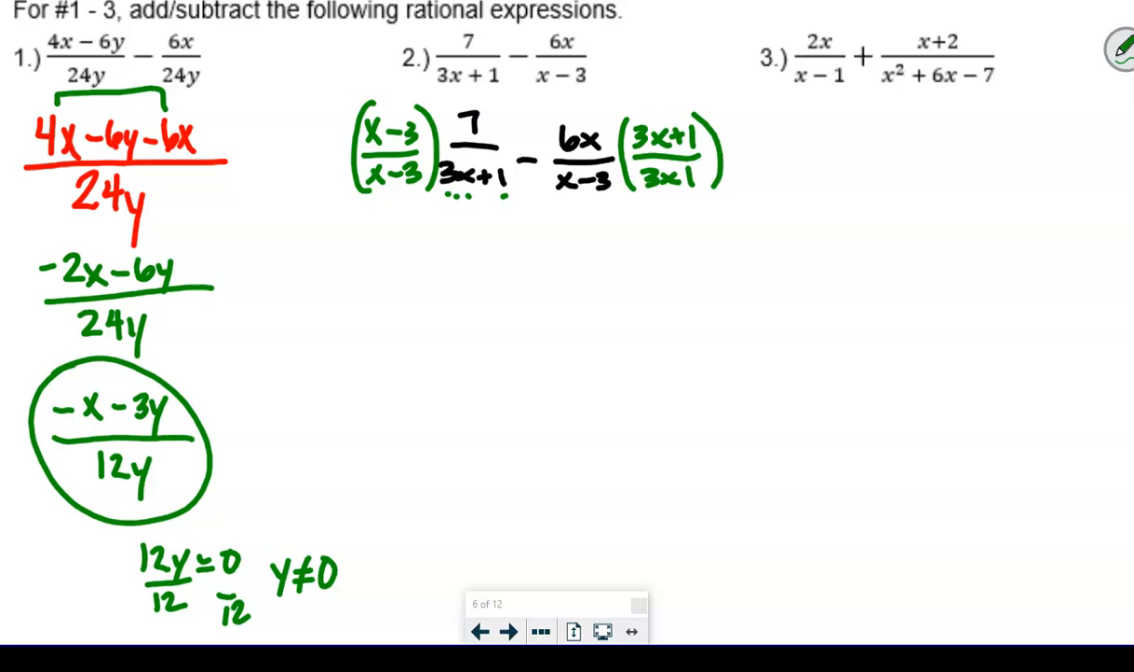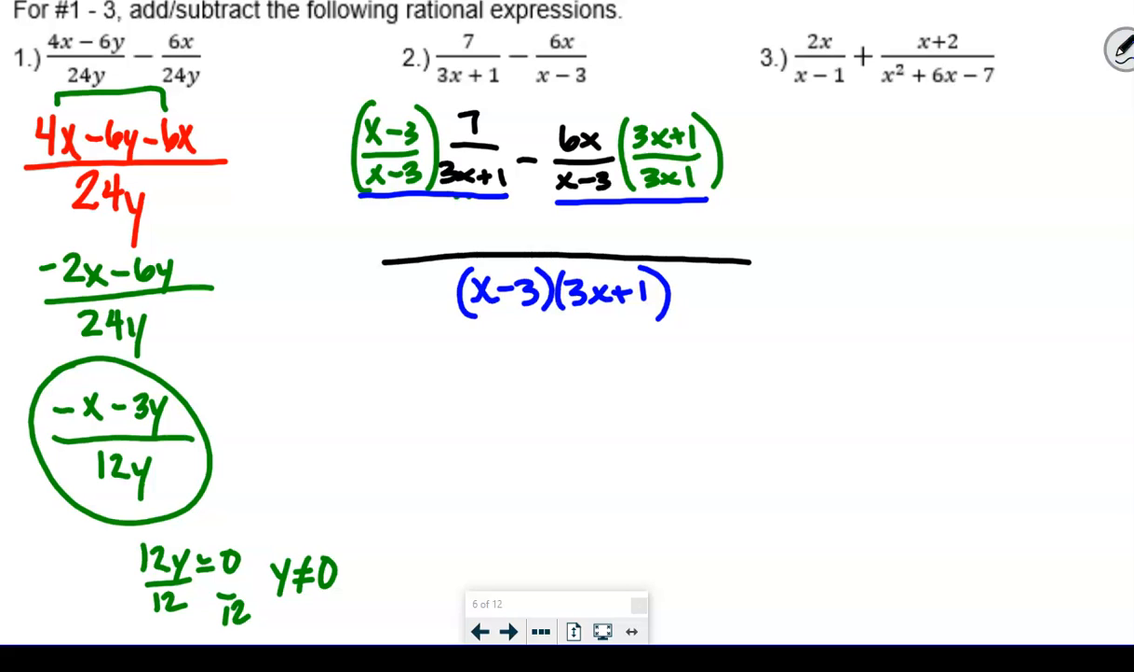Now notice we have the same thing in both. Notice the denominators are the same now, and that's what we're looking for, is getting them the same, because then we can just put the whole expression over the x minus 3 times the 3x plus 1, right? Okay, so now what we want to do is multiply. I'm going to go ahead and put this over that. x times 7, so that's going to be 7x. Negative 3 times 7, so that's going to be negative 21.